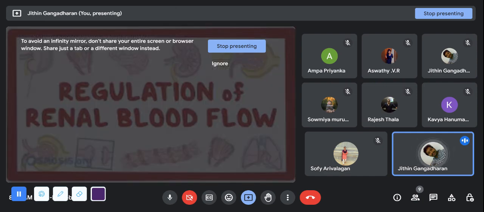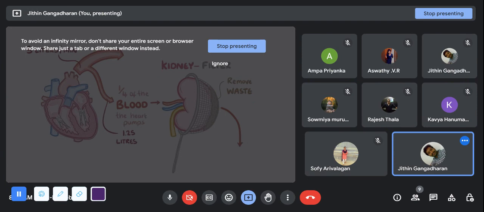Now, regulation of renal blood flow. How is the renal blood flow regulated? The heart pumps 5 liters of blood per minute, that you know, and one fourth of the blood goes to the kidneys, which means 1.25 liters per minute. Per minute the kidney receives 1.25 liters. The kidney filters and the waste is removed.